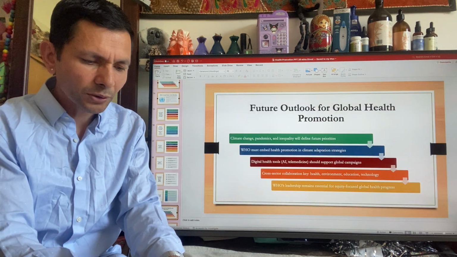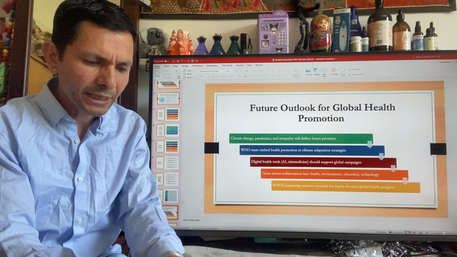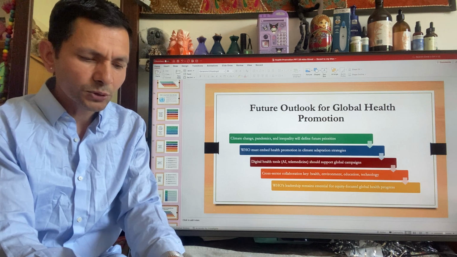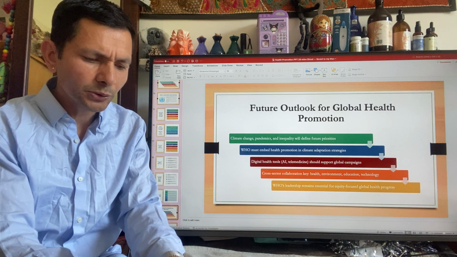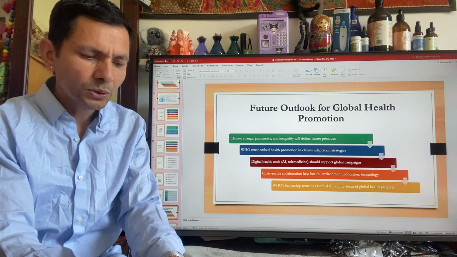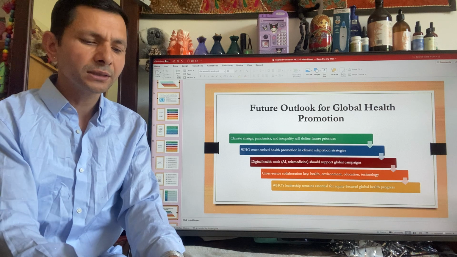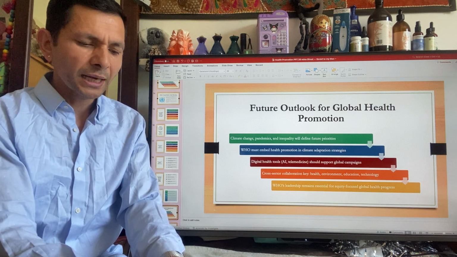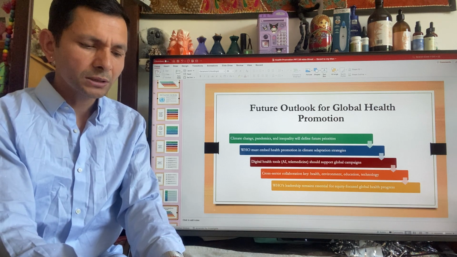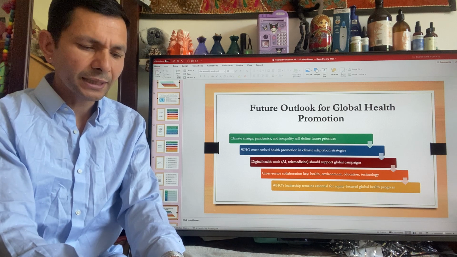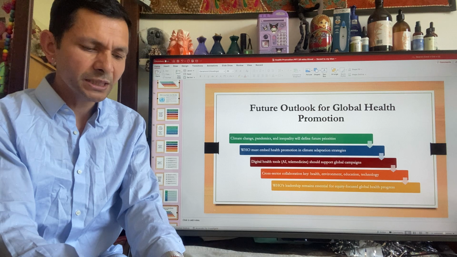Future outlook for global health promotion. Looking ahead, global health promotion will be facing evolving challenges. Climate change, future pandemics, and social inequality will require integrated solutions. WHO must embed health promotion strategies into broader climate adaptation and resilience frameworks. Digital tools like artificial intelligence and telemedicine can improve reach, but they must be implemented equitably.